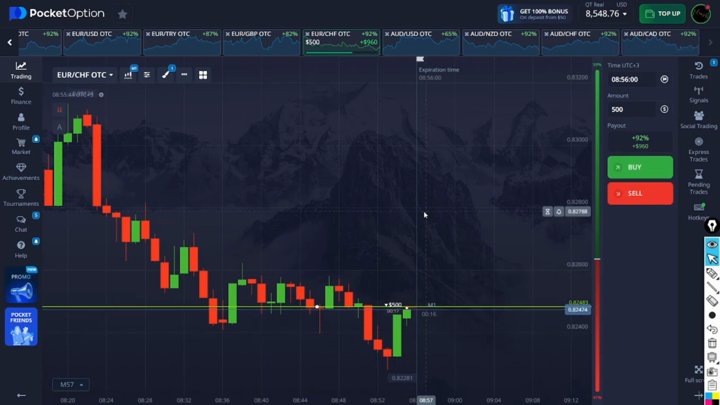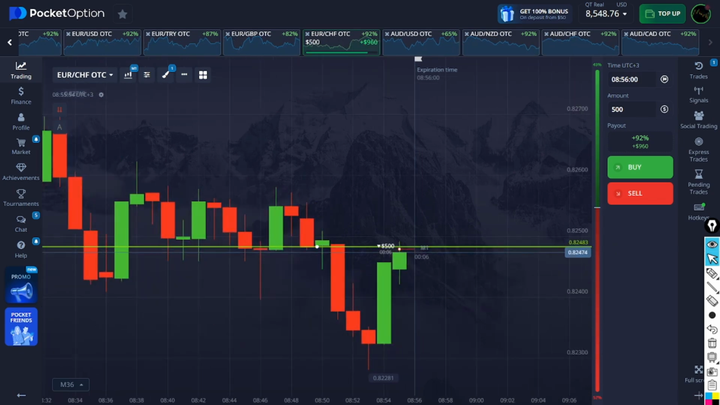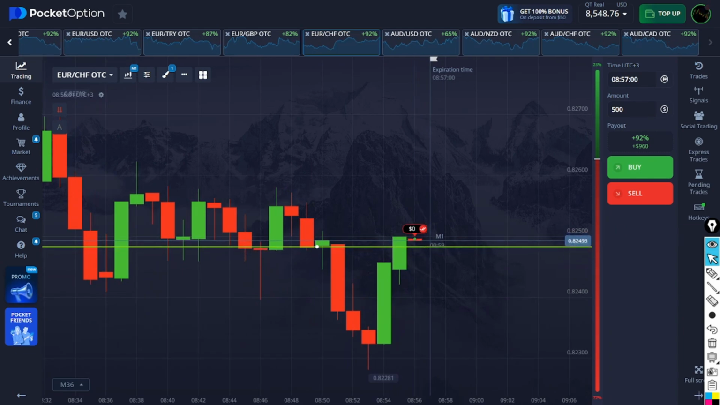We have a good downtrend, but I'm not very confident about this trade, honestly. Okay, that was a loss. It's because of this gap down. There's no problem, it happens. You always get losses.